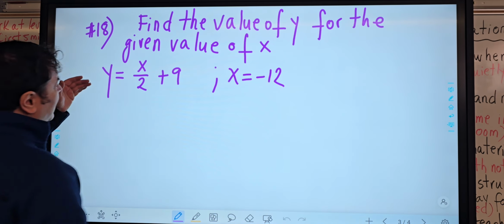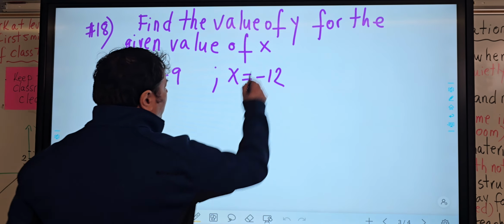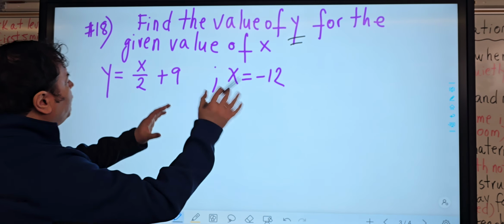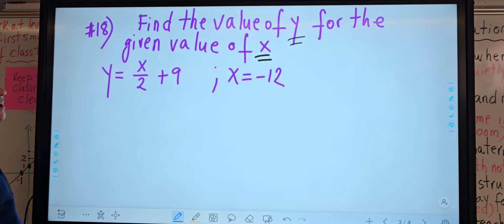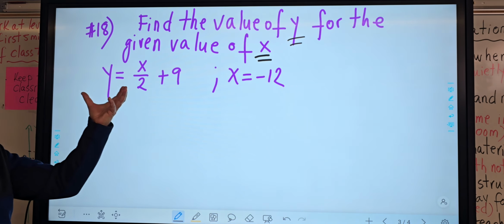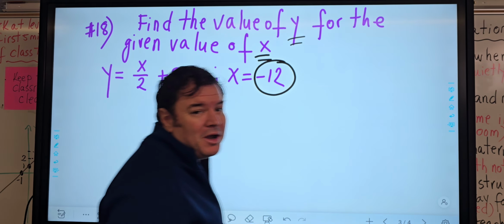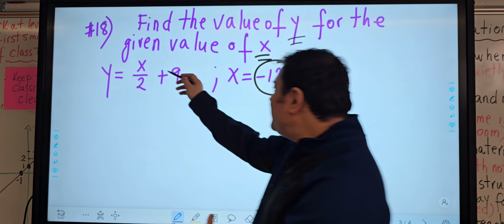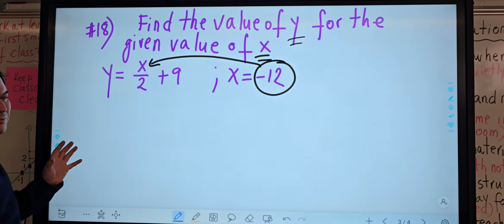In this case, they are asking us to find the value of y for the given value of x. So now they are giving us the value of x, which is negative 12. And remember, if they are giving us the value of x, we are going to substitute this x in our equation with negative 12, and then we are going to solve for y.